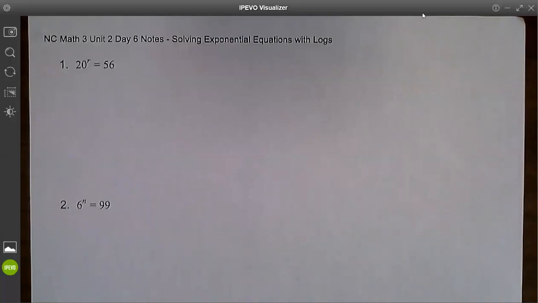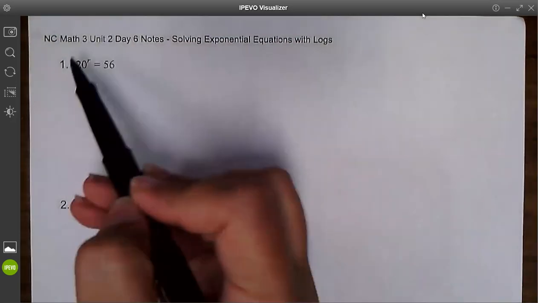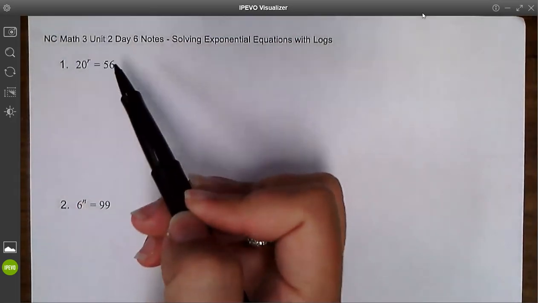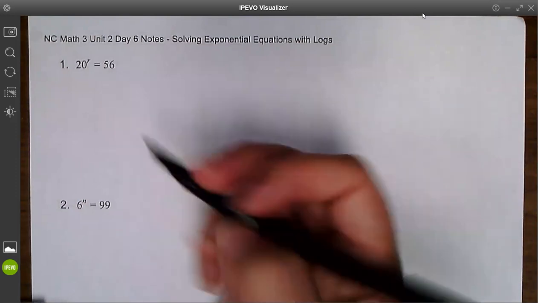Math 3, solving exponential equations with logs. All right, so we are doing the same thing that we did when we were solving equations, except we don't have to change the base. So this is a way to solve any type of logarithmic equation. You have to have a base, an exponent equals a number. And then what you're going to do is convert it to logarithmic form.